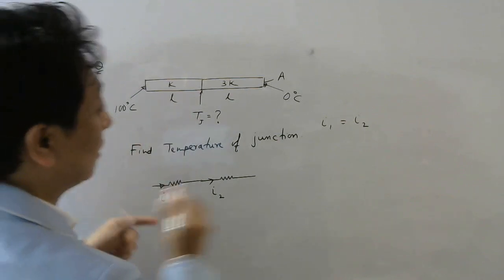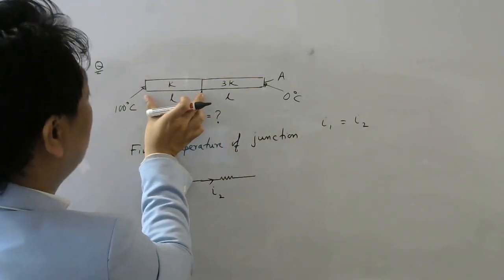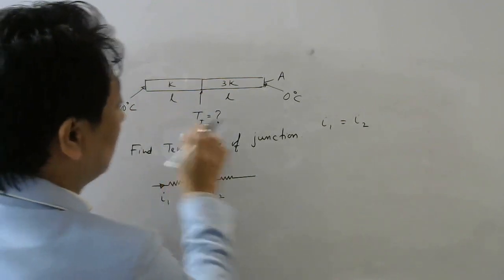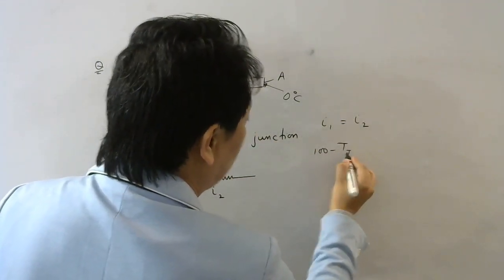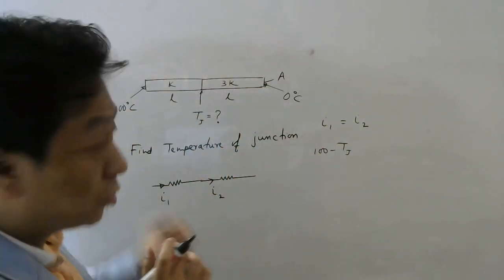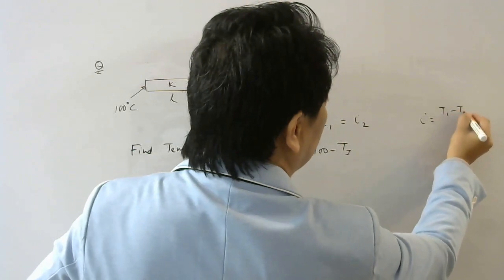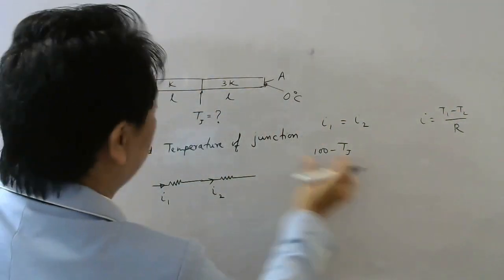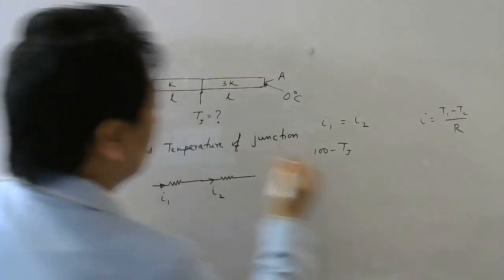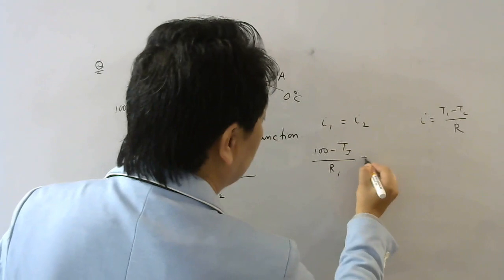Now, what is the heat current in this part? It is the temperature difference between these two ends. What is the temperature difference? 100 minus T, which we need to calculate. So this Tj is the temperature of the junction. So we remember, right? Current is temperature difference divided by thermal resistance, right? So temperature difference of this part is 100 minus Tj divided by resistance of this part, let us write R1.